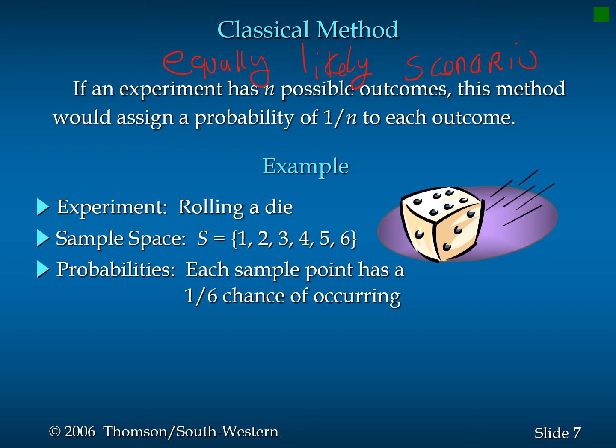So the idea here would be the probability of each outcome is basically the same. The formula is defined as 1 over n. So I'm going to write this down here, 1 over n. And in this case, rolling a die, there's 6 sides. Each side has an equally likely chance of occurring. There's 6 outcomes. So the probability of each outcome would simply be 1 divided by 6. That's called the classical method.